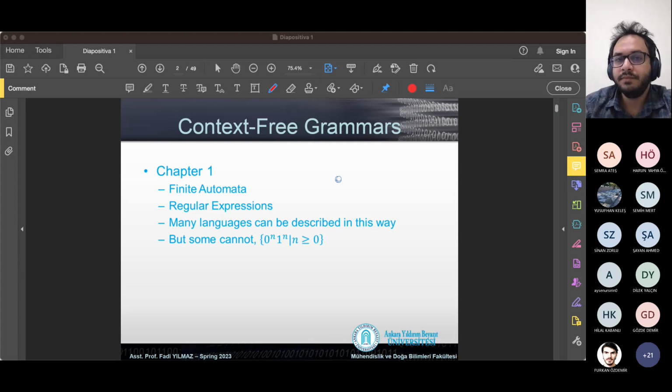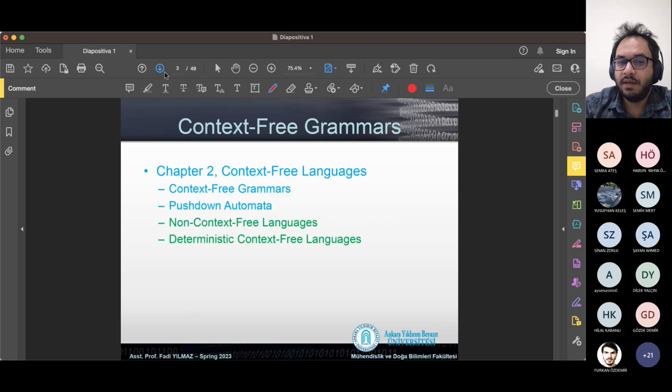This week we start context-free languages and context-free grammars. I think you can just understand that these are more powerful. Context-free languages are more powerful than regular languages. There are some languages that we can describe with context-free grammars, and we're going to see examples. Today we just talk about these two, and next week we'll talk about this green part.